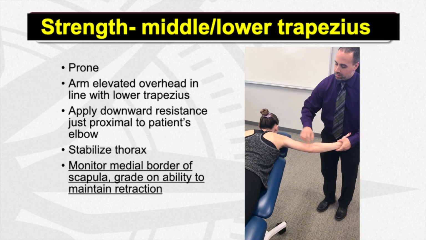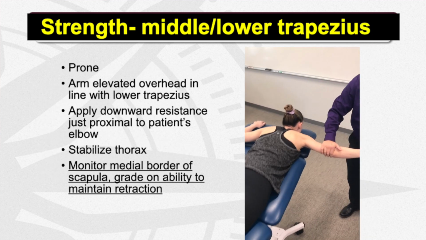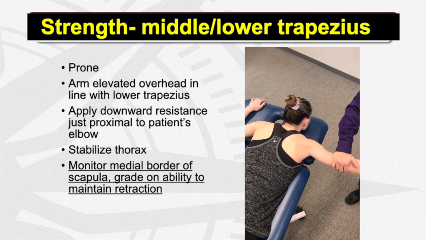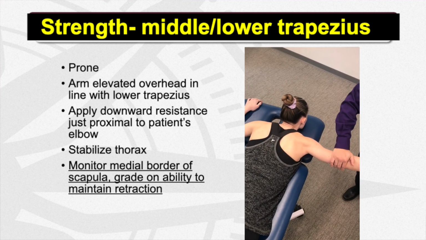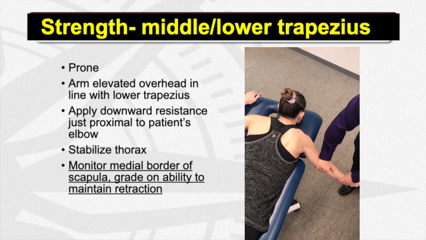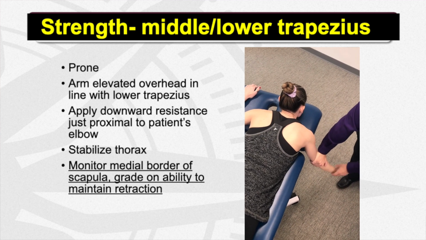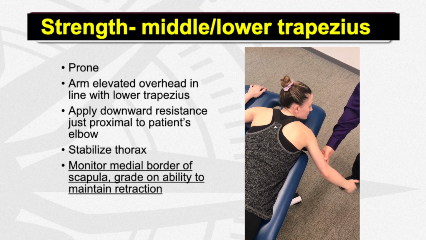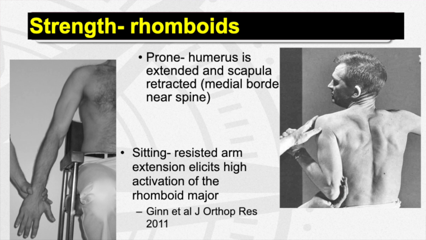Similarly, middle and lower trapezius weakness, you do the same thing. You put them in the prone position, downward resistance, and you see, once again, the medial border of the scapula. Does it stay stable? Rhomboids can be measured in the prone position with humerus extended and scapula retracted, and you watch to see stabilized scapula, or in sitting, you resist arm extension.